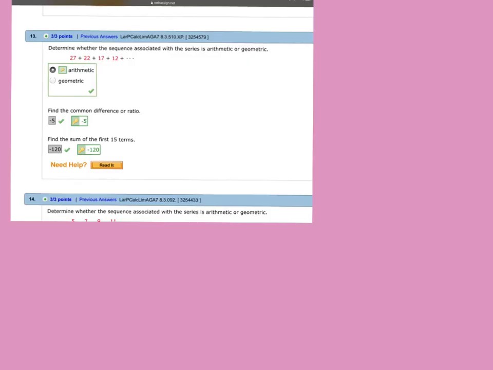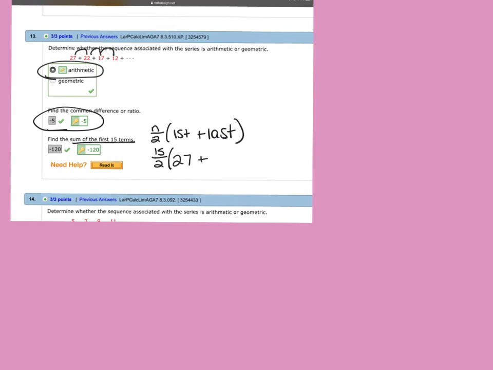Okay, this is 13, so it says determine whether the sequence associated with the series is arithmetic or geometric. So the question is, are you adding or subtracting the same thing each time, or are you multiplying? So each time we're actually subtracting 5, which means this would be arithmetic. My common difference is -5. Then you want to find the sum of the first 15 terms. So because it's arithmetic, we use the partial sum, which is n over 2 times first plus last. So we know the n, there's 15 terms. We know the first, it's 27, but we don't know the last yet.